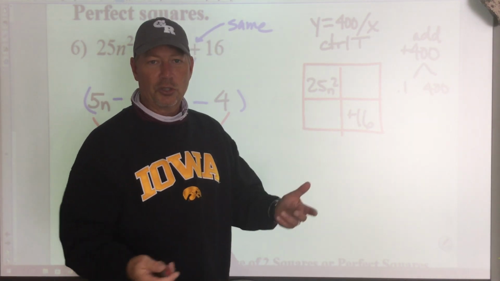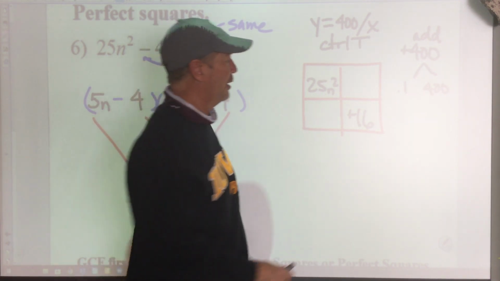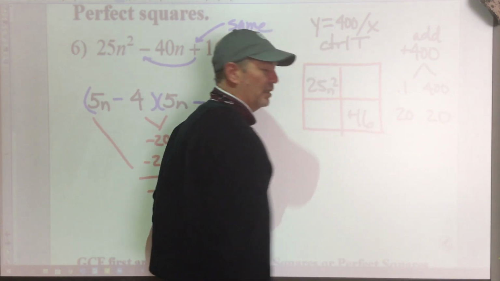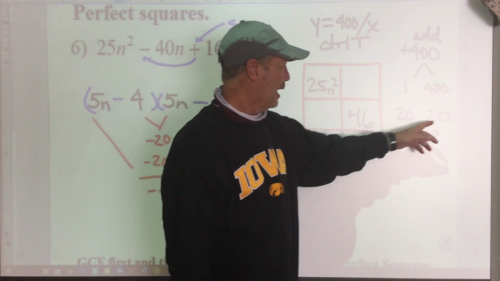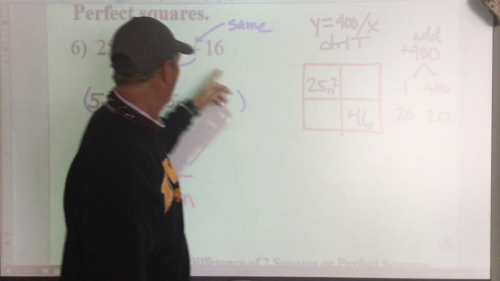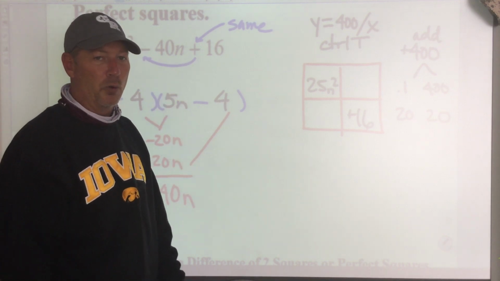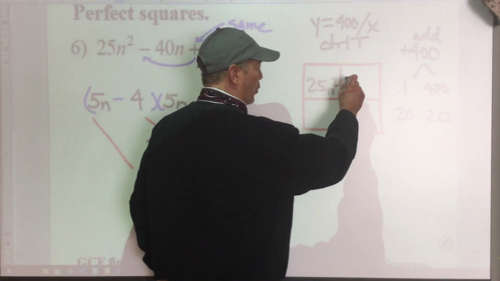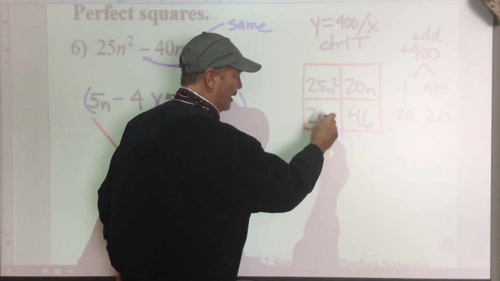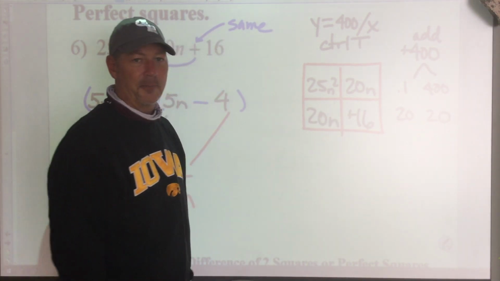But to make a long story short, this turns out to be 20 times 20. 20 times 20 is 400. 20 plus 20 is 40. That's what we want to choose. So we'll put a 20 in here. We'll put a 20 in there.